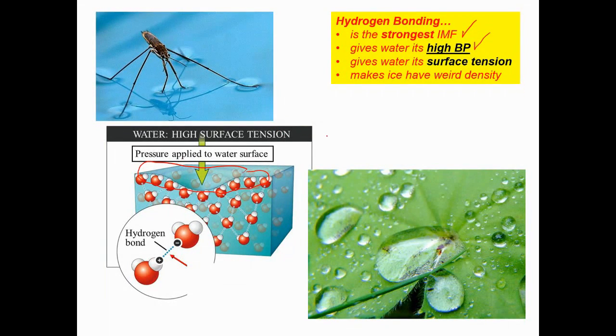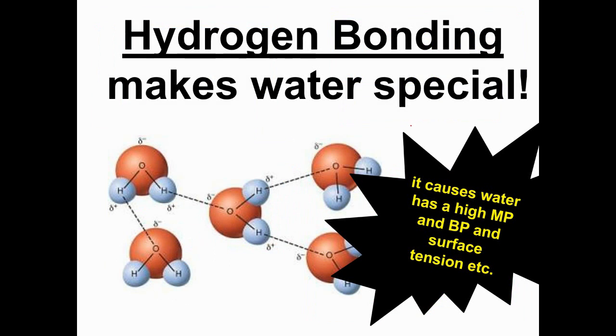It also makes ice have a weird density. Hydrogen bonding has all sorts of interesting effects. Remember, it's the strongest kind of IMF, and you can figure out if something has hydrogen bonding using the ET phone home mnemonic. All right, so this must be really important. Remember, hydrogen bonding makes water special. Any questions that ask about why does water have a high melting point? Why does water have a high boiling point? Why does water have this special surface tension? The answer is going to be because of hydrogen bonding.